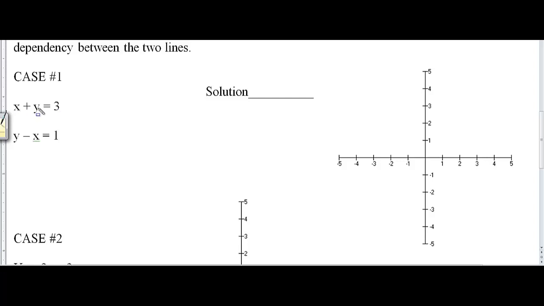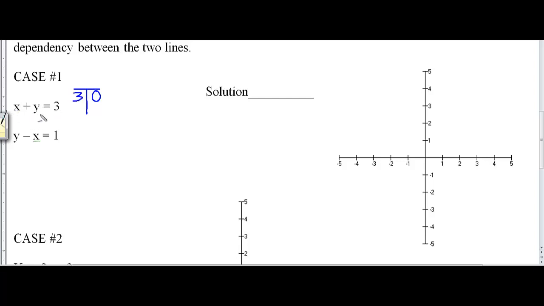Now, since my x and my y are pretty plain and my 3 is all by itself, I'm going to choose the intercept method. So to solve for my x-intercept, I'm going to plug 0 in for my y. So I'm going to make a little table here, and I'm going to graph 2 points. Let me draw that down there. I'm going to plug 0 in for my y to solve for my x. So this is going to find my x-intercept, so if I plug 0 in for y, I get x is equal to 3.